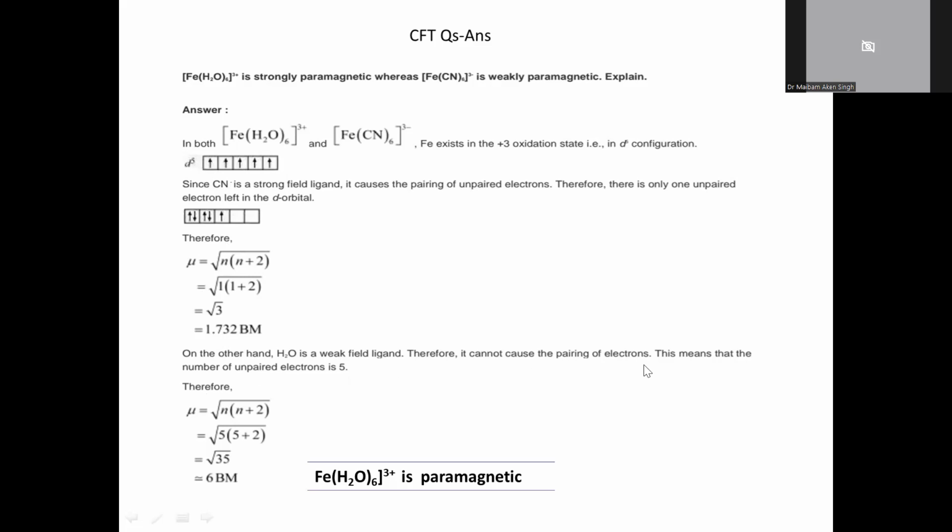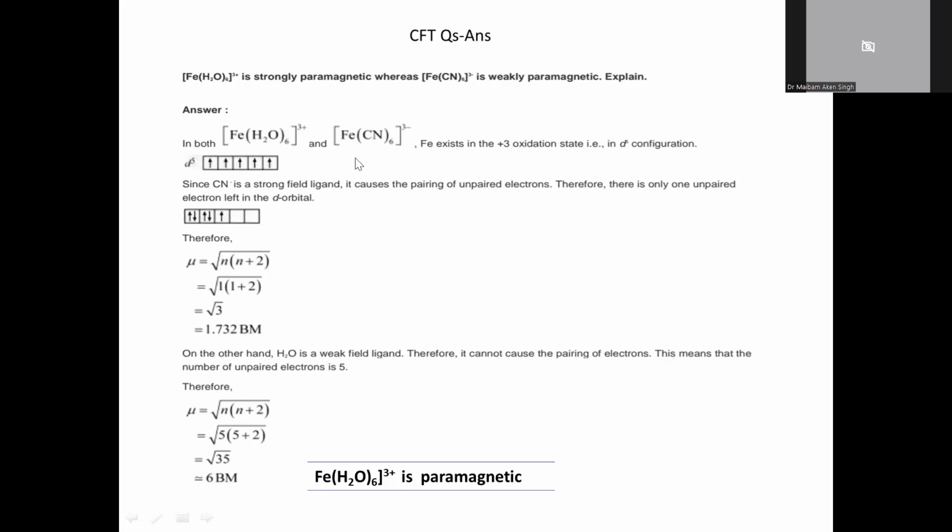On the other hand, the number of unpaired electrons here is 5, and the spin-only magnetic moment is root over 35 Bohr magneton. This one is strongly paramagnetic, while this other one is weakly paramagnetic compared to this, because here there is only one unpaired electron, and here all 5 unpaired electrons are present.